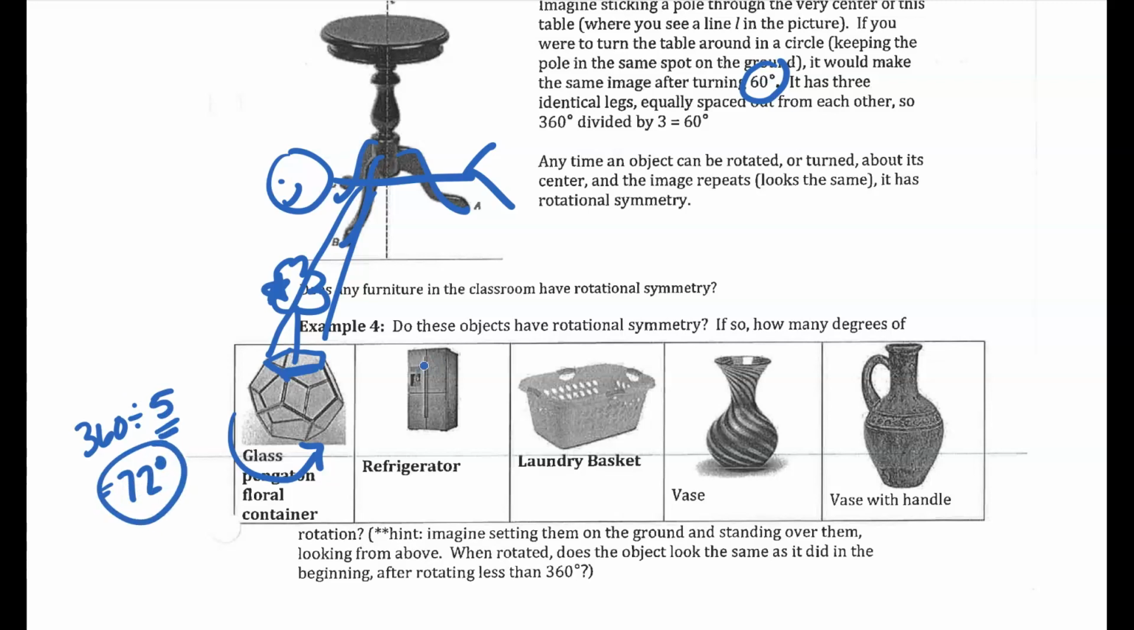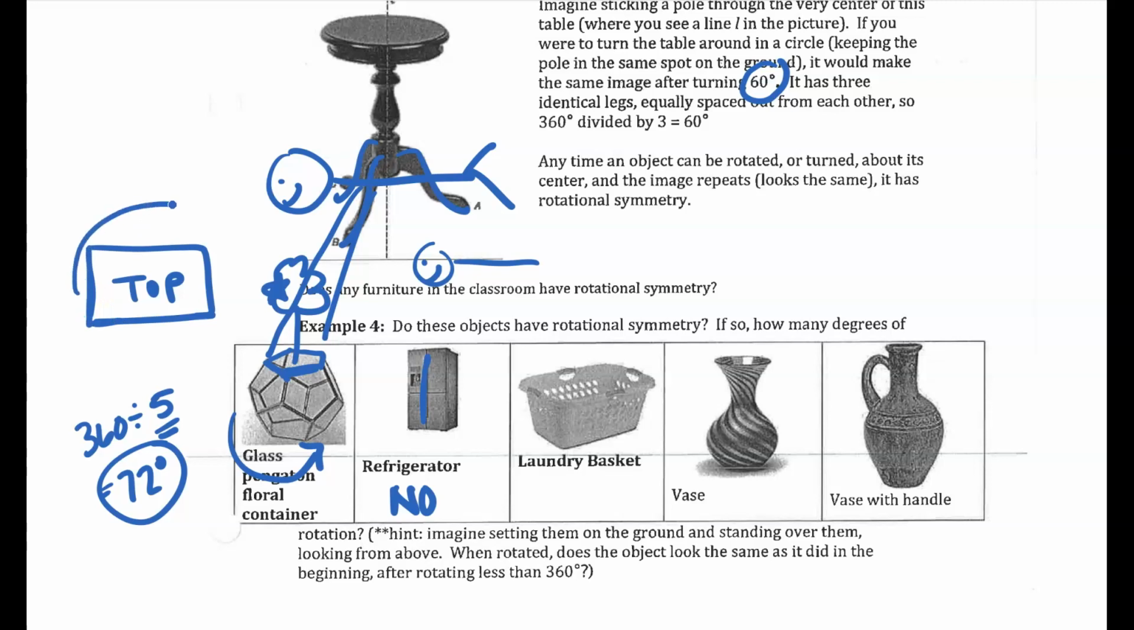The refrigerator, this one is tricky because the refrigerator is actually no. And the reason why it's no is because if, again, imagine that you're above this and you're looking down, the handle here is different. So if you were to rotate just a rectangle around, if this is the top of your refrigerator, if it didn't have any handle, then it would have rotational symmetry. It would have it every 180 degrees because you could rotate this around 180 degrees and it'd look the same.